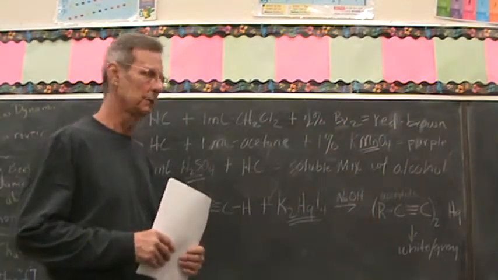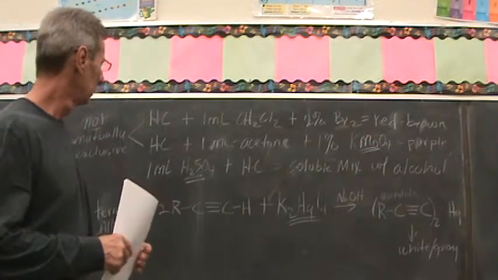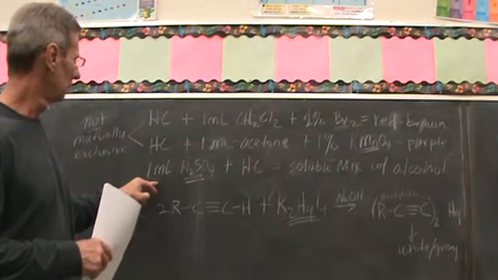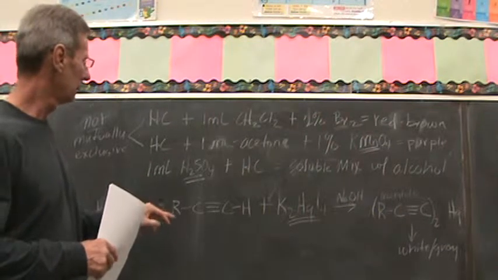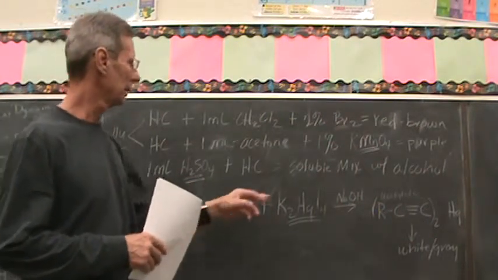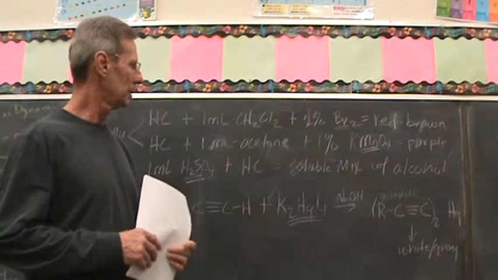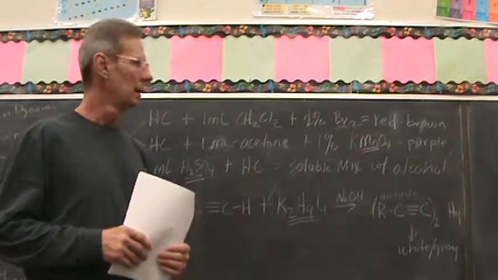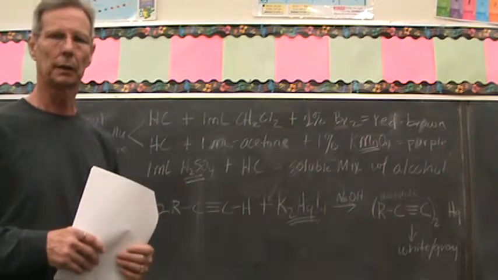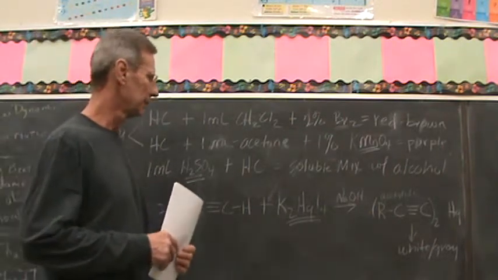The third test involves sulfuric acid. We want to take another test tube and place 1 milliliter of that acid in the tube with the hydrocarbon compound, and mix it thoroughly. We should get a soluble mixture with an alcohol product, which again would prove that there is an alkene or alkyne present in that solution.